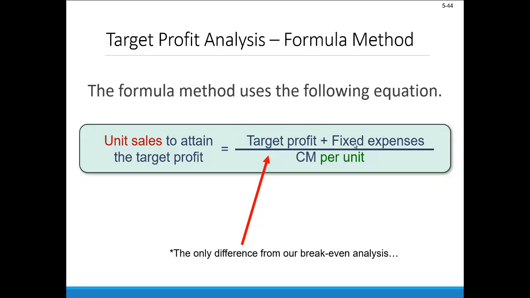So we're saying in the top part here, the numerator, I need to cover all the fixed expenses, plus I need to cover this potential target profit, whether that's 10,000, 100,000, 10 million, whatever. Add those up, divide by the contribution margin per unit, which we know tells us the amount that every unit we sell contributes toward covering fixed expenses and generating a profit. And boom, there's my unit sales to reach target profit. So a nice little quick extension from our break-even analysis.